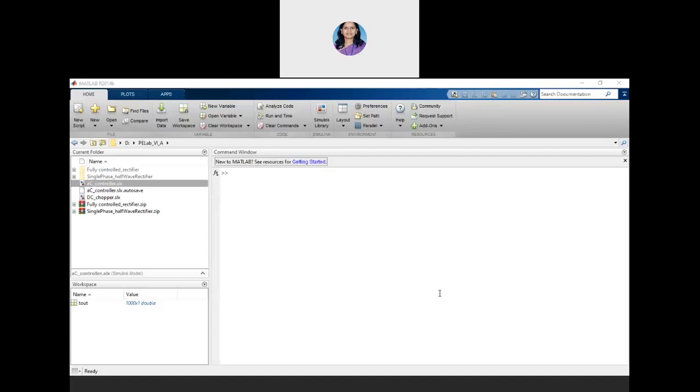So three experiments we have already done. Like we have performed the last experiment as related to the DC chopper. We have also done the single phase half wave rectifier and the single phase fully controlled rectifier. So today we will see how the single phase AC voltage controller will work, and we will see the output voltage waveform with respect to R and RL load.